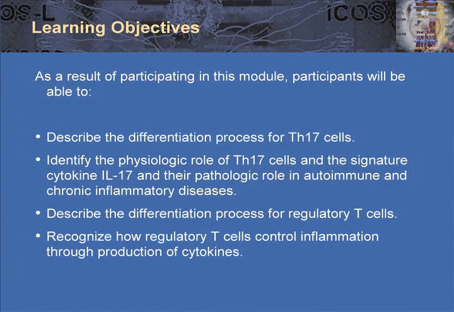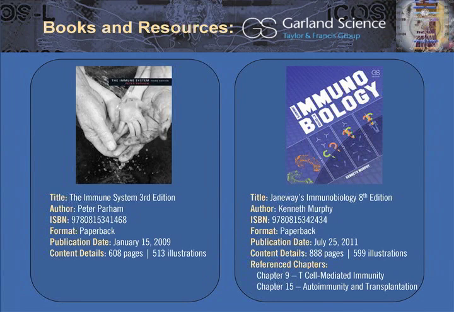The objectives of this part of the webcast are to describe the differentiation process for Th17 cells, identify the physiologic role of Th17 cells and the signature cytokine IL-17, as well as their pathologic role in autoimmune and chronic inflammatory diseases, describe the differentiation process for regulatory T cells, and recognize how Treg cells control inflammation through the production of anti-inflammatory cytokines. Many of the figures that I will show you in this talk come from Janeway's Immunobiology 8th edition.